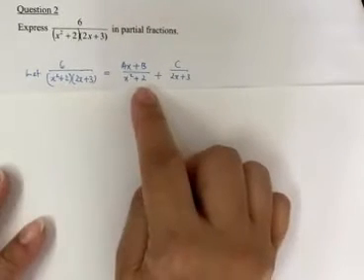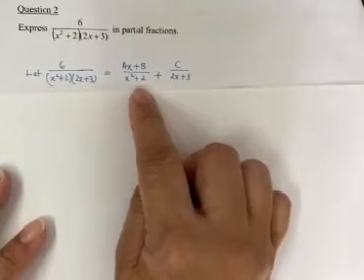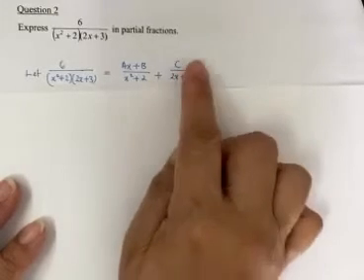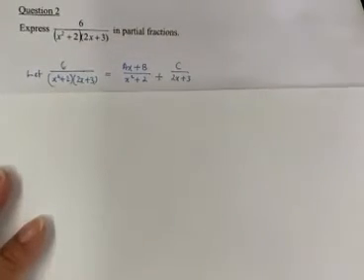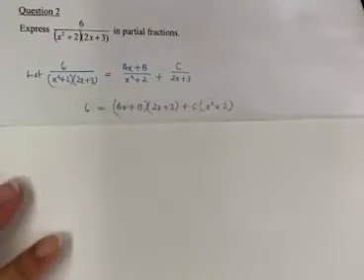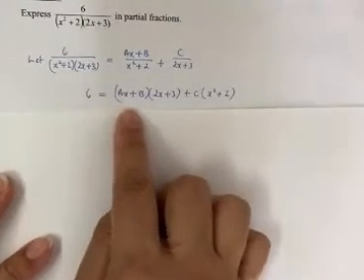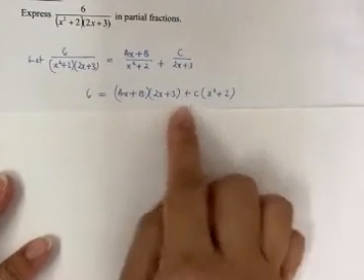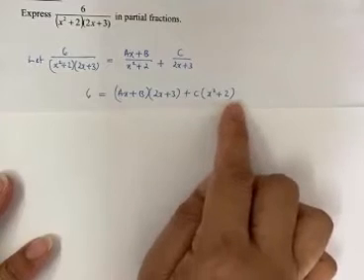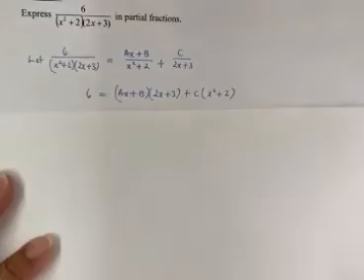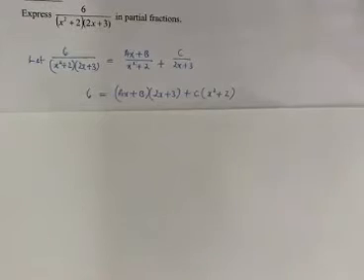Therefore, when you write your assumption statement, it becomes (ax plus b) over (x squared plus 2), plus c over (2x plus 3). Let's simplify this. So you end up with 6 equals (ax plus b) times (2x plus 3), plus c times (x squared plus 2). Looking at the values here, you have to decide what value of x you will substitute in order to eliminate some of the unknowns.